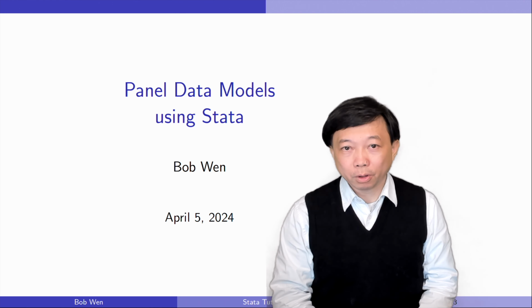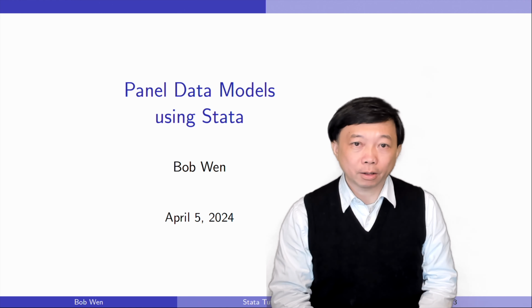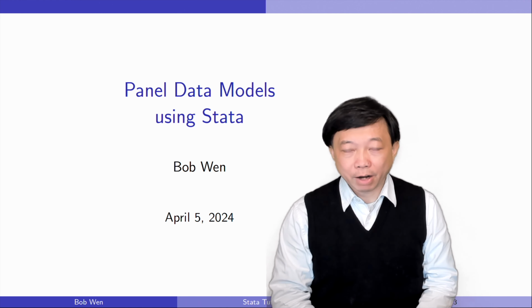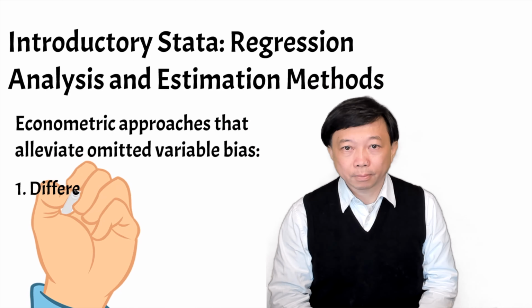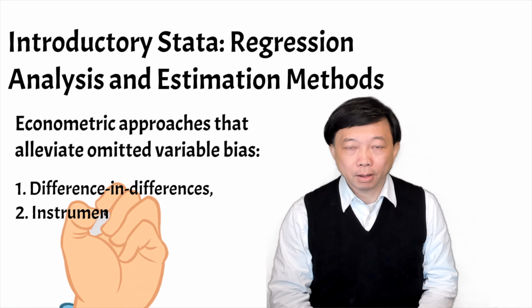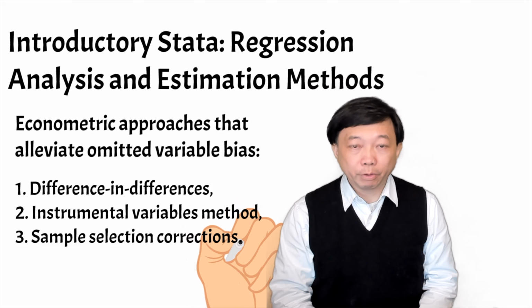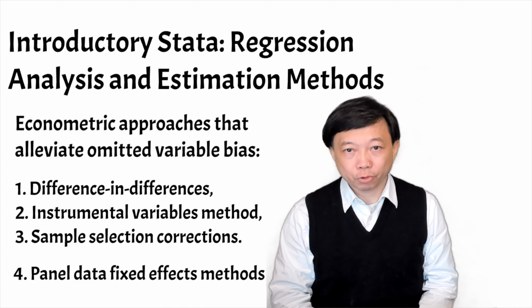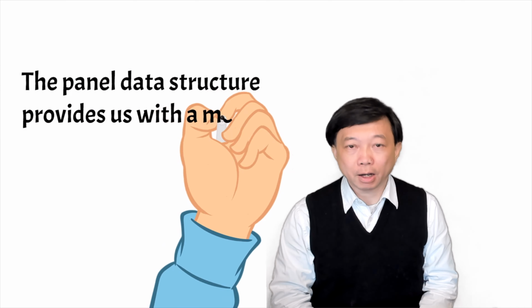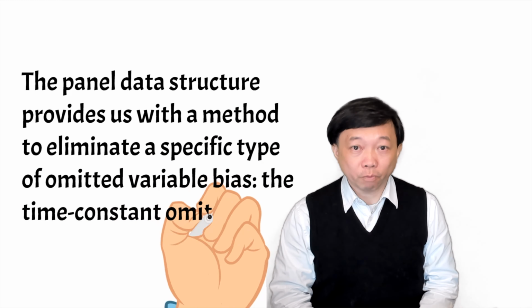In previous videos, we have discussed some essential econometric approaches that alleviate the omitted variable bias. They include the difference in differences, instrumental variables method, and the sample selection corrections. Today, we will explore the panel data models. The panel data structure provides us with a method to eliminate a specific type of omitted variable bias, the time constant omitted variable bias.